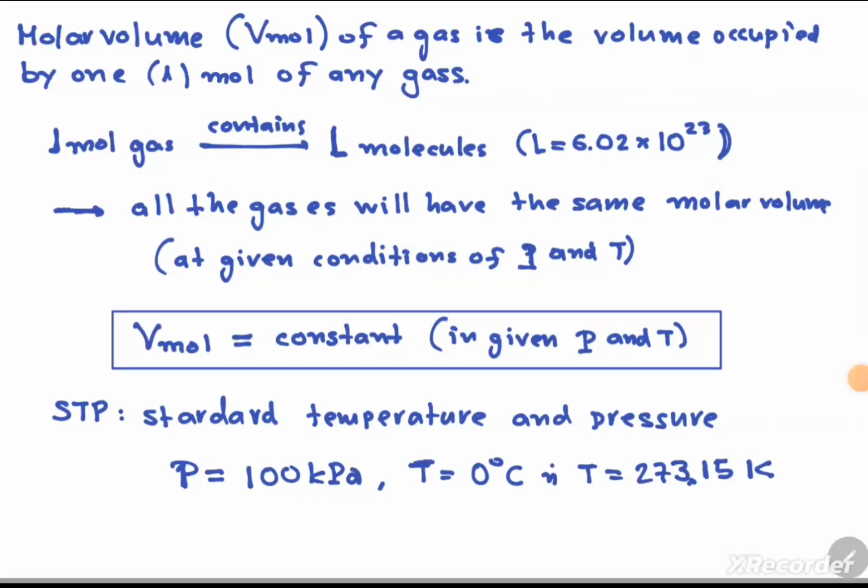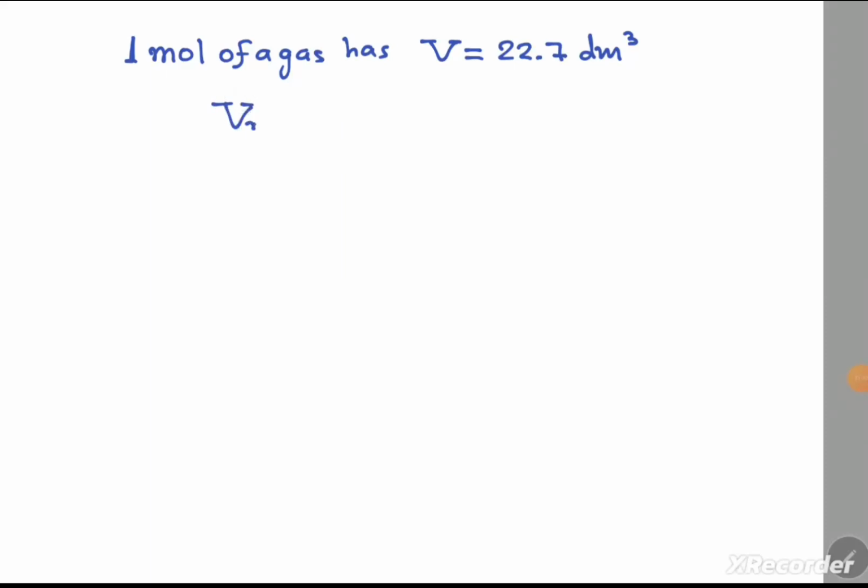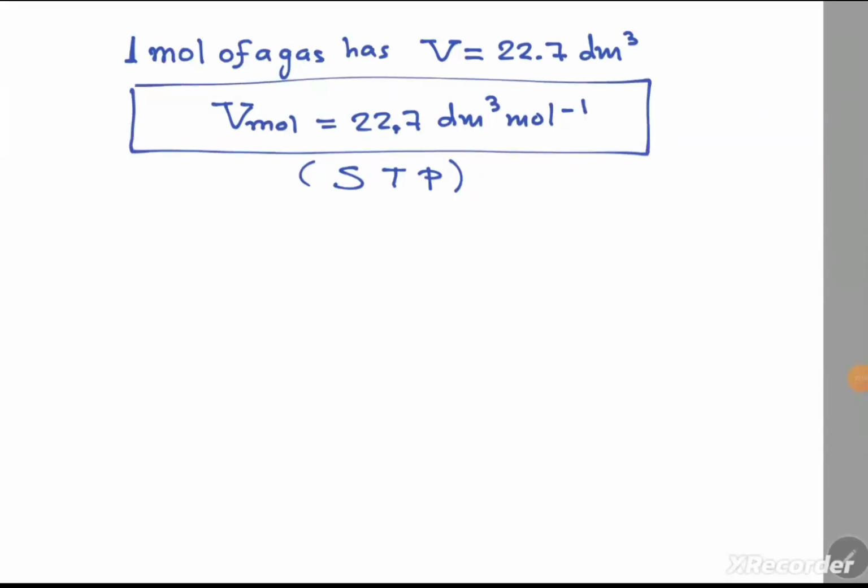So we find that in condition STP, 1 mole of a gas has volume equal to 22.7 dm cubed. 22.7 dm cubed mole minus 1 is the value of molar volume at STP. It's very important to know it.